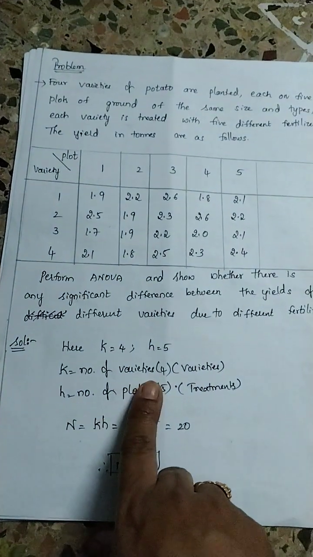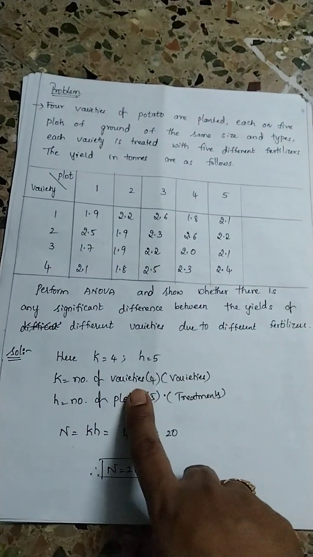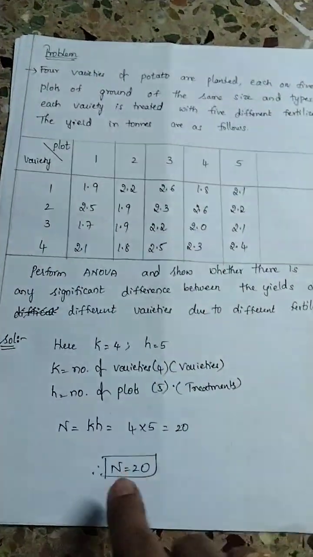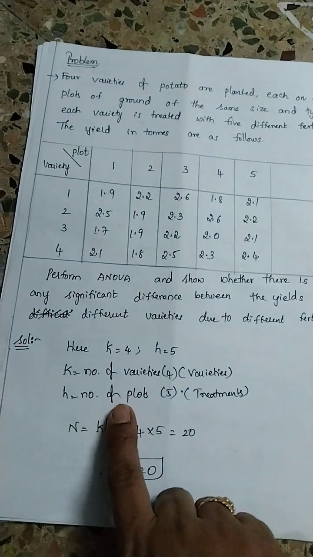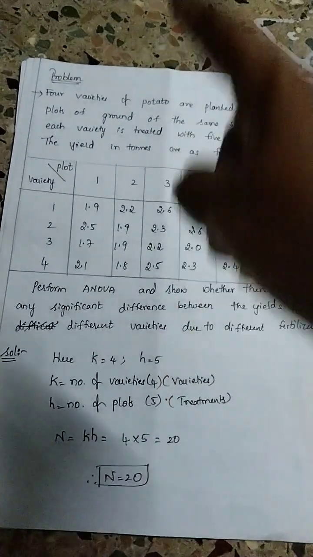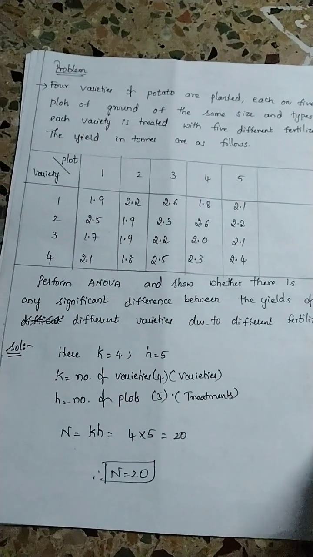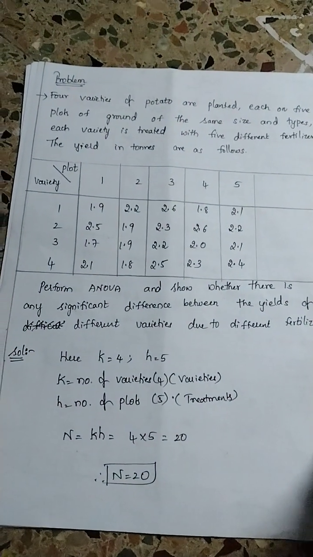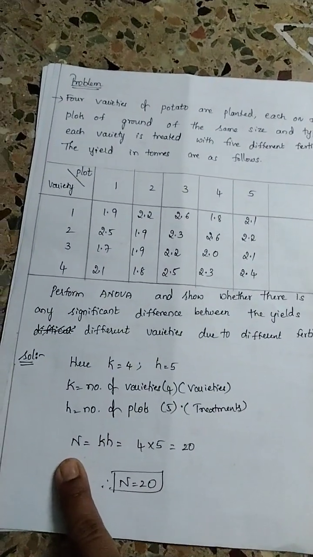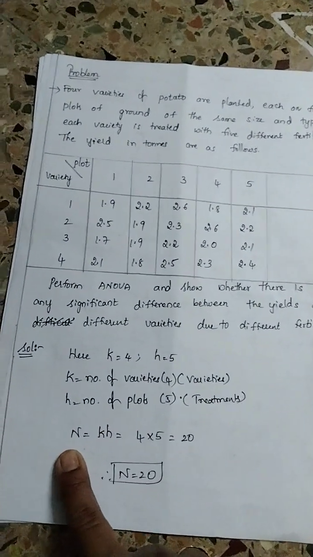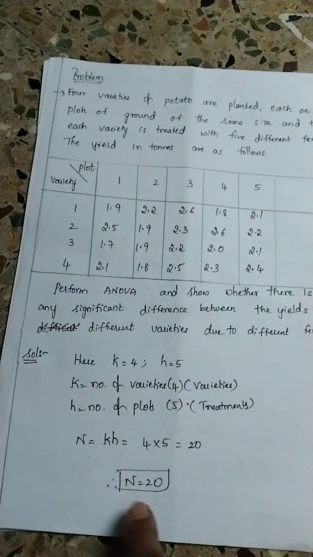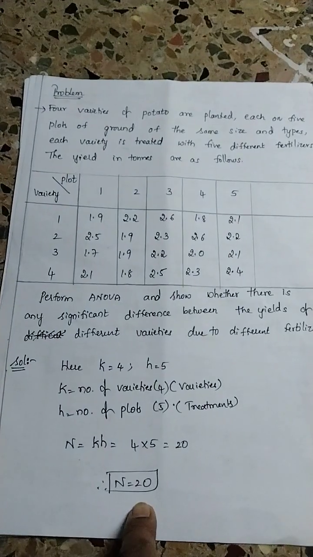K is equal to the number of varieties. We are going to have 4 varieties. And H is equal to the number of plots, which we are considering as treatments. That means these 5 columns are what you are considering as treatments. I already told you that N is equal to KH, which is the number of treatments into the number of varieties. That is 4 into 5, so you get the value of N as 20.